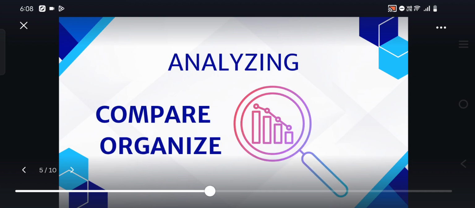The third cognitive level is analyzing. So, analyzing involves breaking information into parts to identify relationships. Students examine patterns, organize data, and compare different ideas critically.